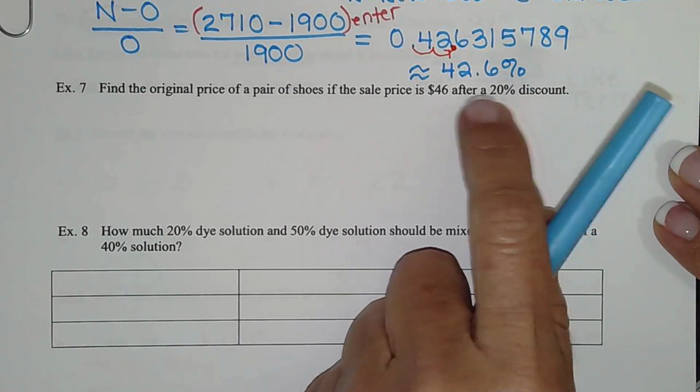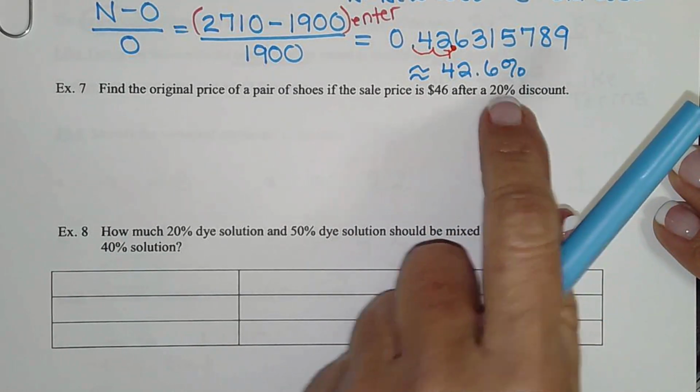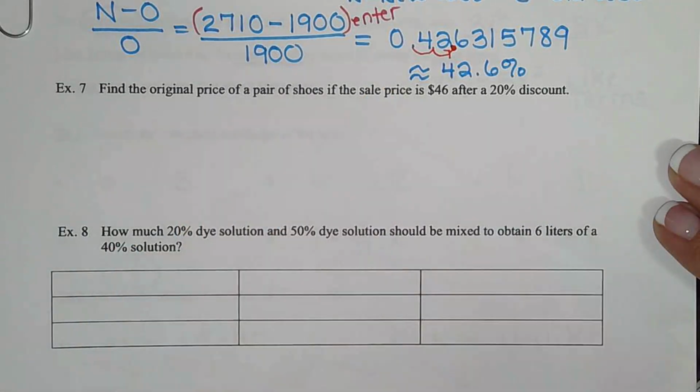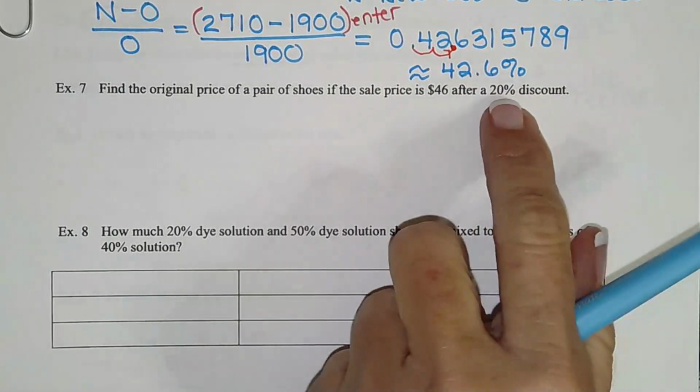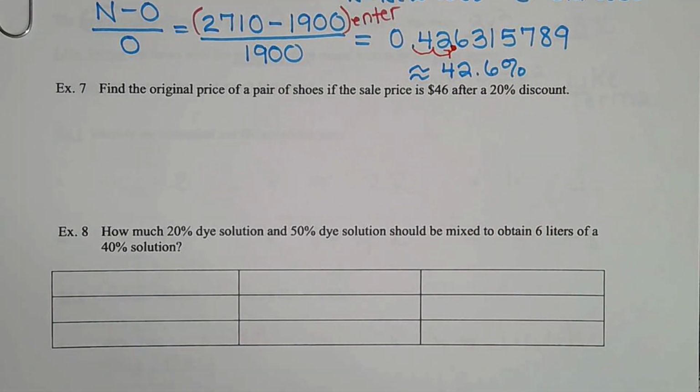It's not 20% of 46, it's 20% of the original price that was the discount. Okay, so just think about it. This is the sale price, this is the discount. And there's a couple ways you can do it, but I'll let you think about it, then come back after you've given it your best effort and we can check it. And I'll show you the 2 different ways to do it.